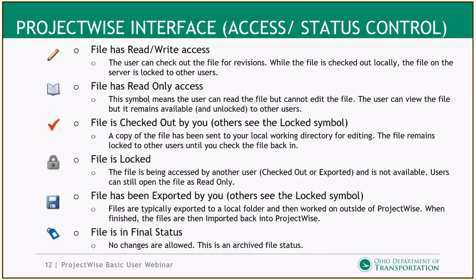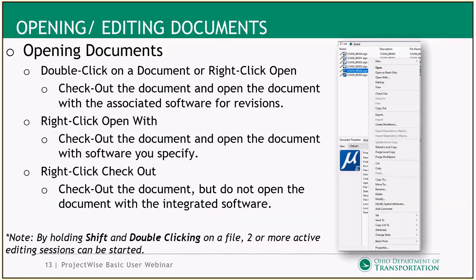Another one is exported, which is that floppy disk that we see next. So you can export documents, which Kyle will go into a little later in the presentation. When you export it, that's the icon you're going to see. And last but not least, we have a final status icon. That tag basically means that there are no changes allowed to that document. You do need an administrator to reverse the final status for you to work on it again. So if there's documents you don't want anyone to change, that's how you would do that. So that's what the icons mean.